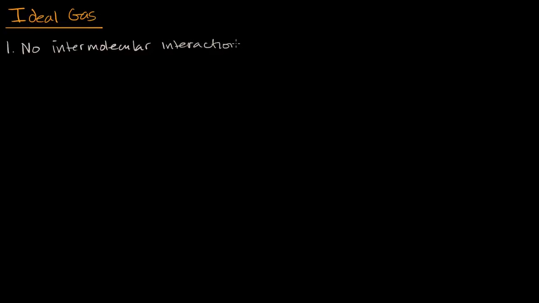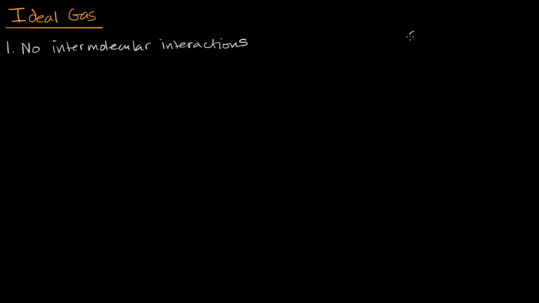So let's review our knowledge of what it means to be an ideal gas. What key assumptions do we make about an ideal gas? Well, the first assumption is no intermolecular interactions. And what do we mean by that? Well, an example of an intermolecular interaction is something like, say, a hydrogen bond.